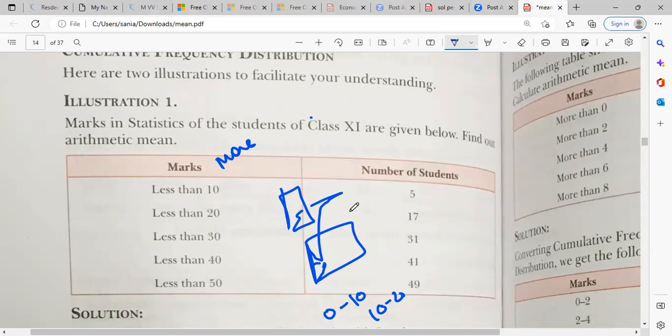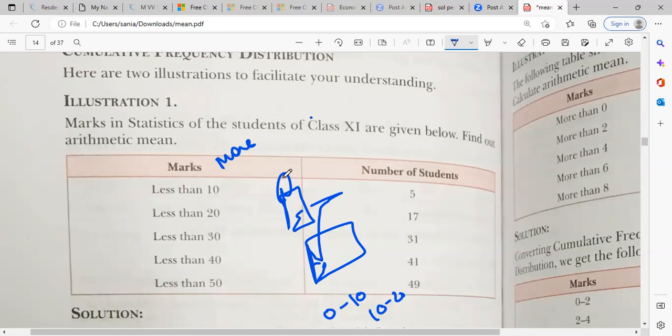Now, of course, you have formulas for only three series: the individual series, the discrete series, or the continuous series. You don't have any other formula to solve the question, so it's very difficult to generate a new formula. Because when we drew the table, there were three formulas for three series.